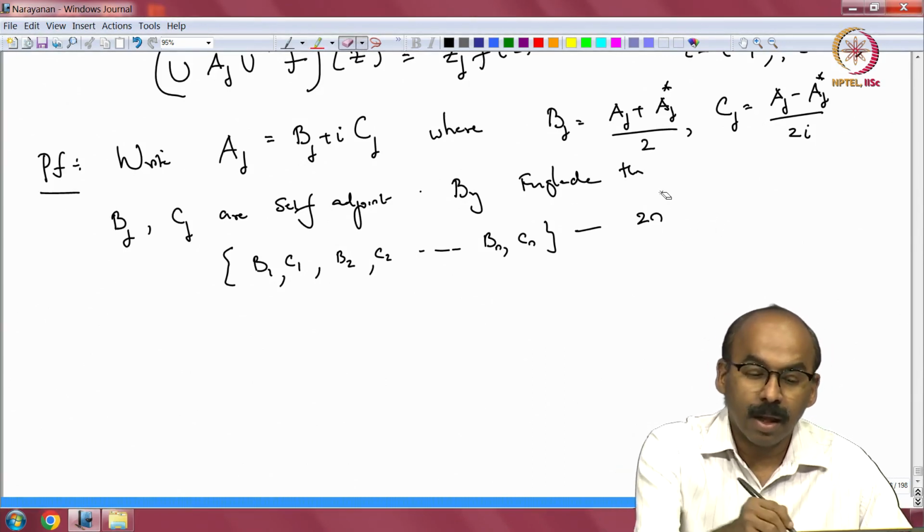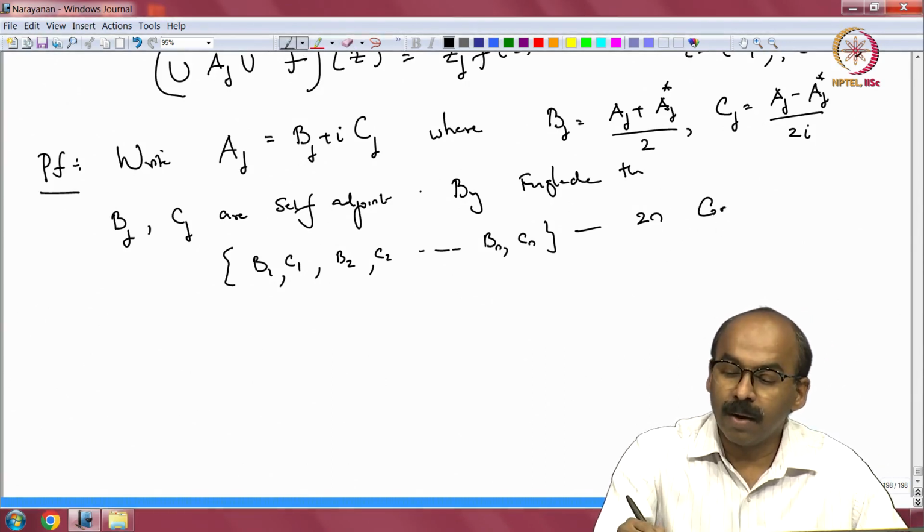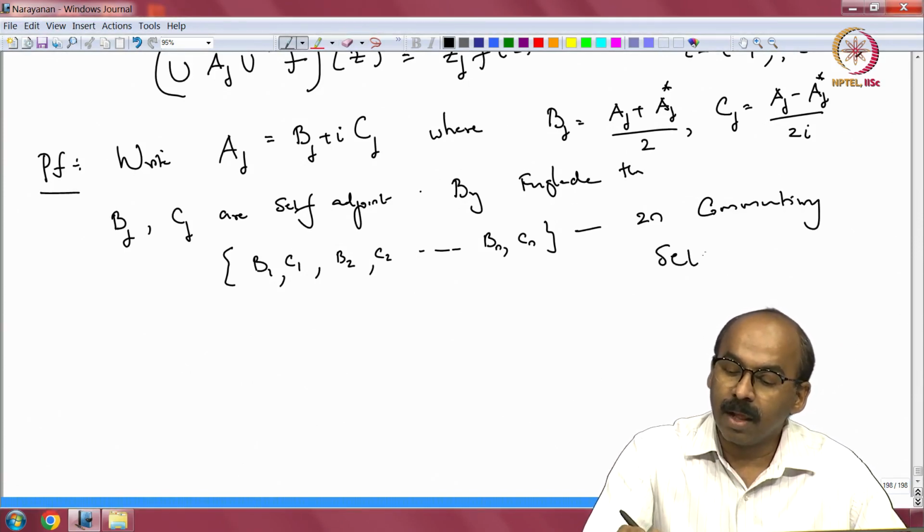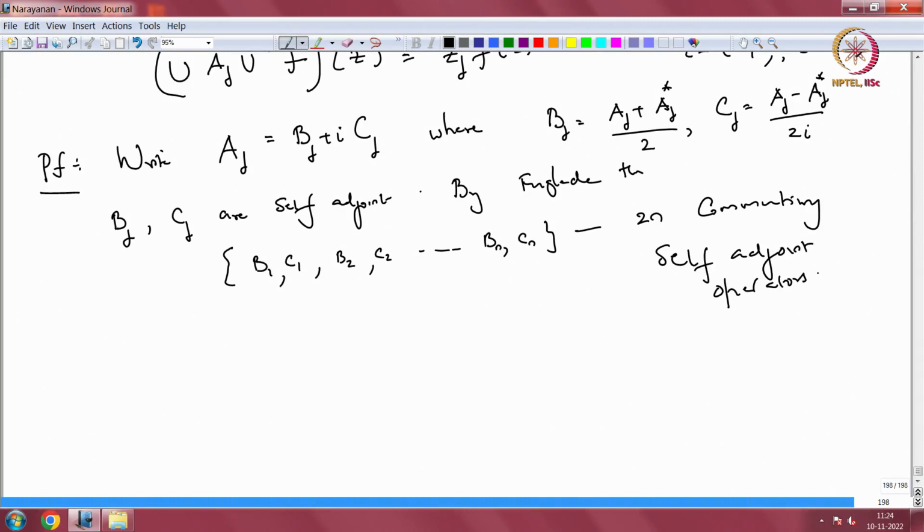2n commuting self adjoint operators, right. But that is precisely the content of the Fuglede theorem, because if A1 and A2, let us just take 2 of them, A1 and A2 commute, then A1 will commute with A2 star, and A2 will commute with A1 star, because both of them are normal.